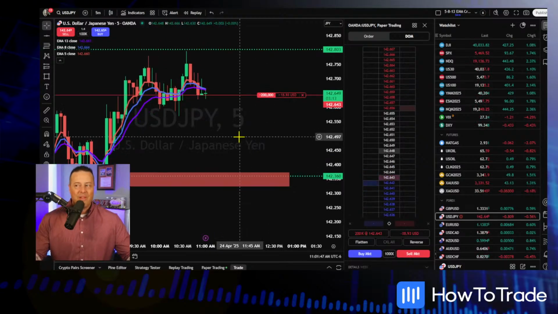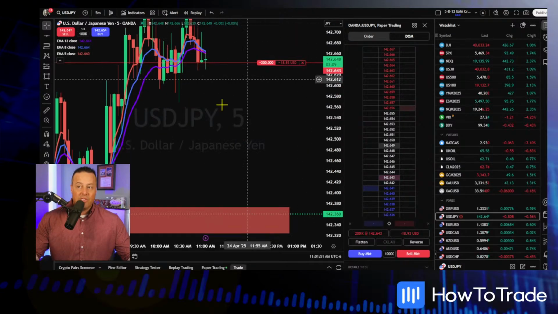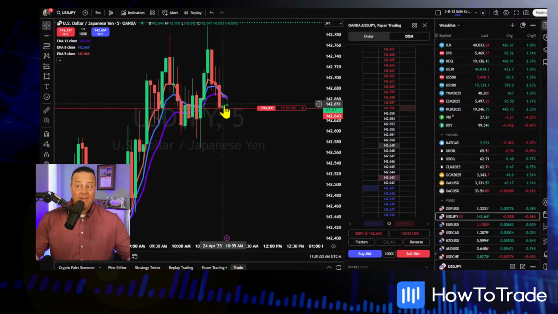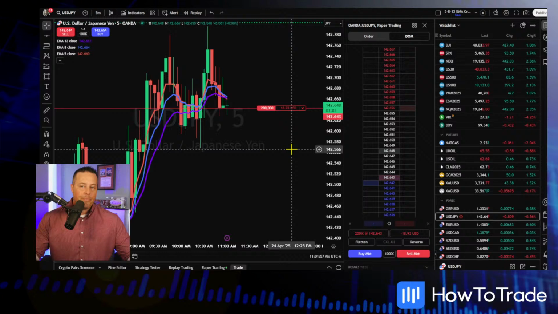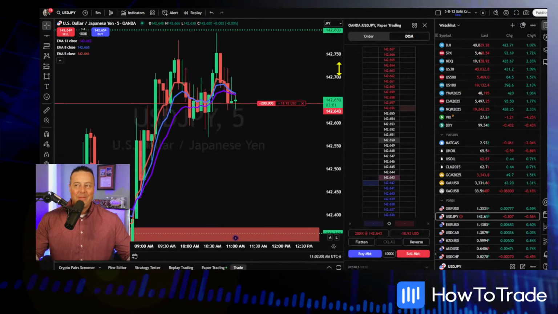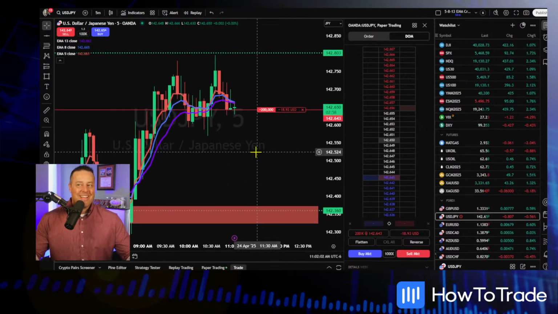Let's let this thing play out for a few minutes. Maybe we get blown out, maybe we don't. But right there, our conditions are met. 5 crossed onto the 8. You got the bar closed beneath all three of the moving averages. Sell it. That's high-impact scalping. Let's see exactly what works here. Let's see how this trade develops.